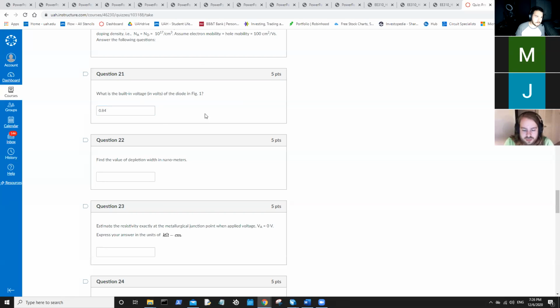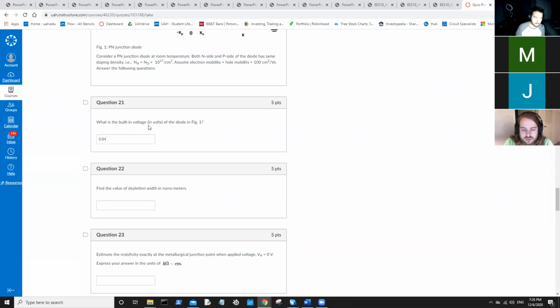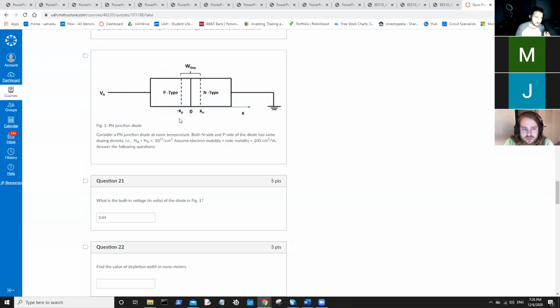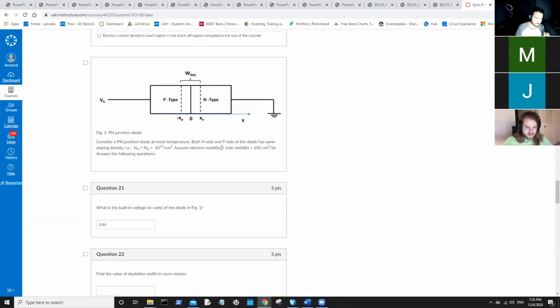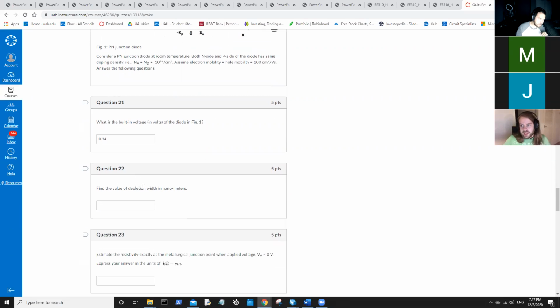Does anyone have any issues with doing this particular question, like formula-wise or anything that needs an explanation? Like finding the built-in voltage of a junction given a couple of conditions. All right, cool. Could you just go over that? I know it's a question that may seem simple, but it's not a stupid question. Yeah, okay, so I can go over it.